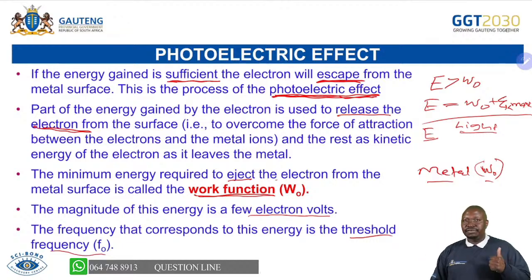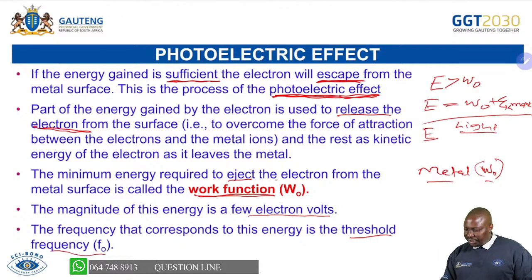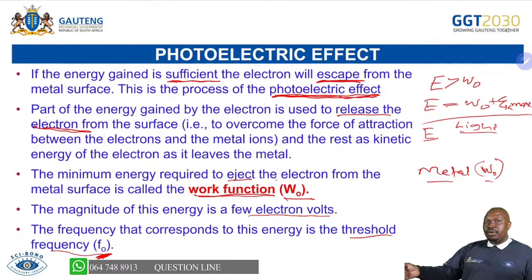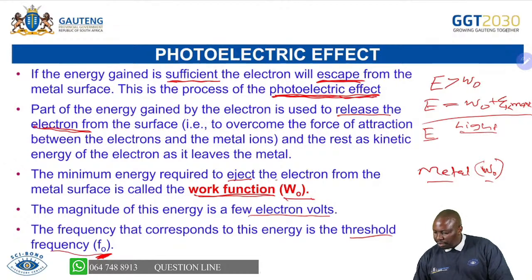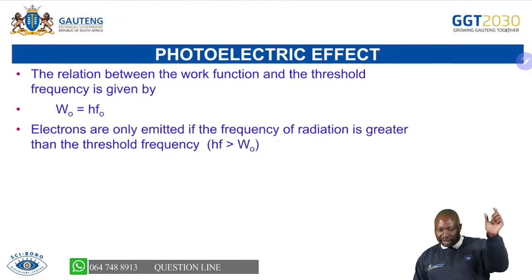Remember, our definitions are the photoelectric effect, and the work function, which is the minimum energy required to eject electrons from the metal surface. Now, the third definition is the threshold frequency, which is the minimum frequency F0, just like W0. So it's no longer energy, but the minimum frequency required to eject an electron from the metal surface. Those are the 3 definitions that I think by now you are singing.